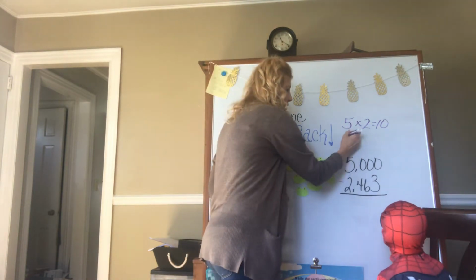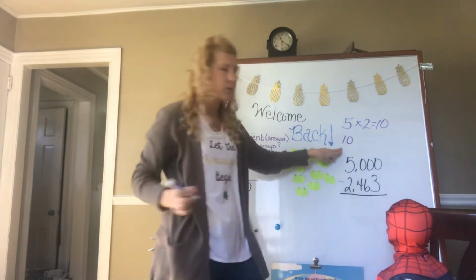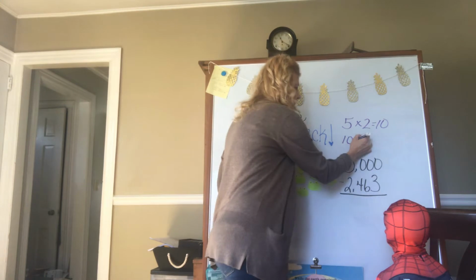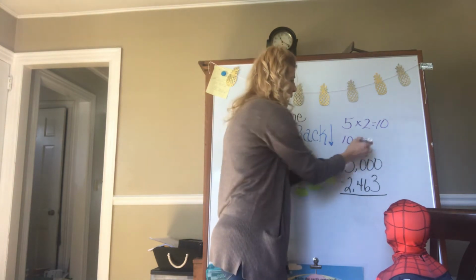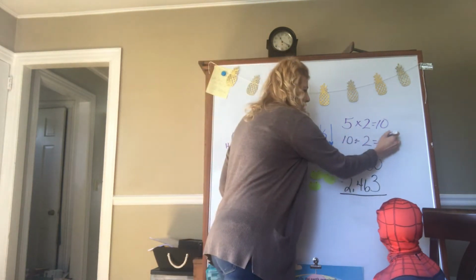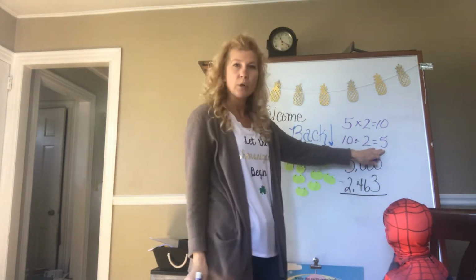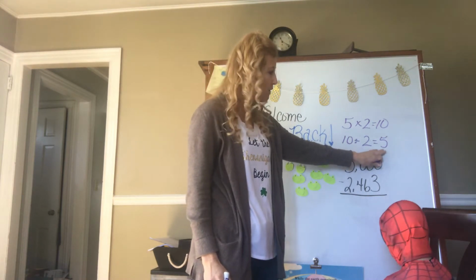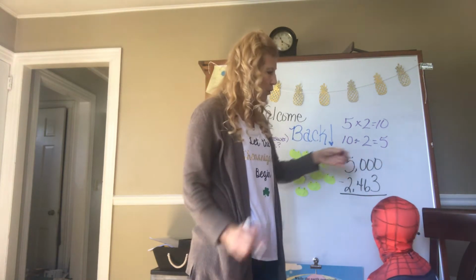So I start out with my biggest amount, and I'm dividing them by 2. So each group is going to have 2 in it, and the answer will tell me how many groups I'm going to have. So I'm going to have 5 groups, and there will be 2 in a group.